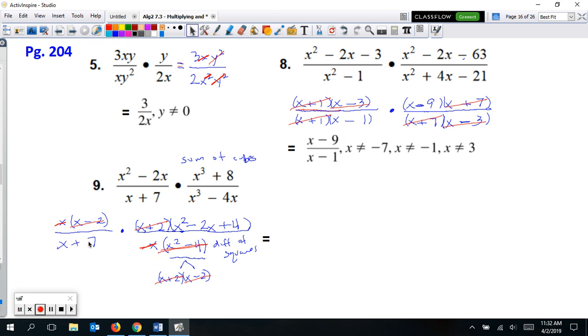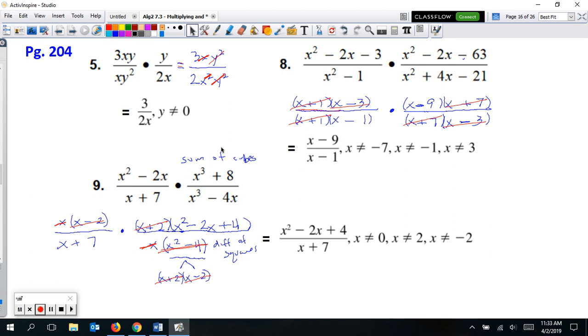We didn't cross this one out, so we don't have to say anything about the 7. But we did cross out an x here, which means x can't be 0. So we've got to say 0, and we've got to say positive 2 and negative 2 as well. So those are the three that we do have to include here. So there's my answer, the trinomial over x plus 7, and then these three numbers: x cannot equal 0, 2, and negative 2, from the ones we crossed out with the variables in them.